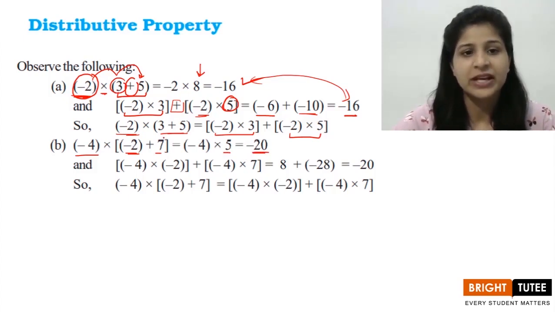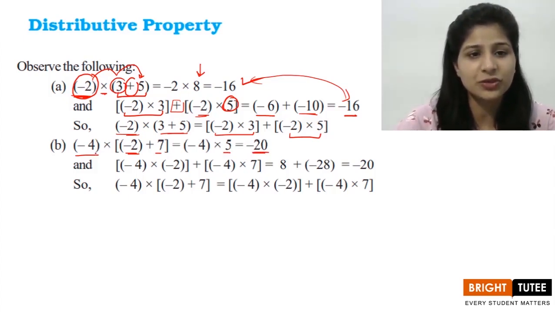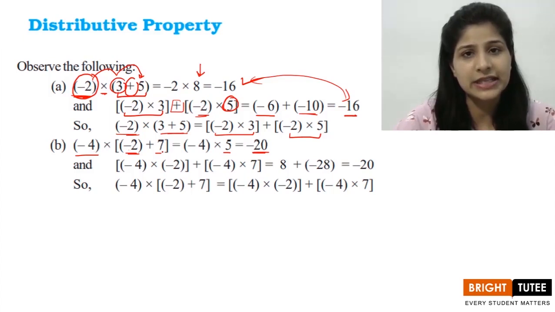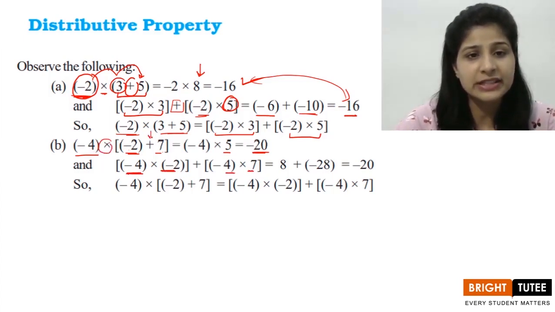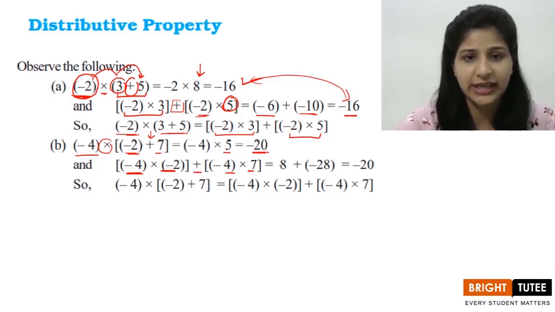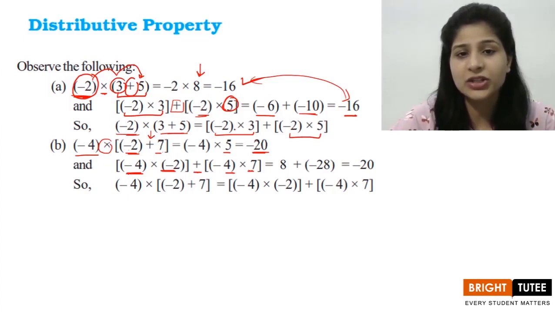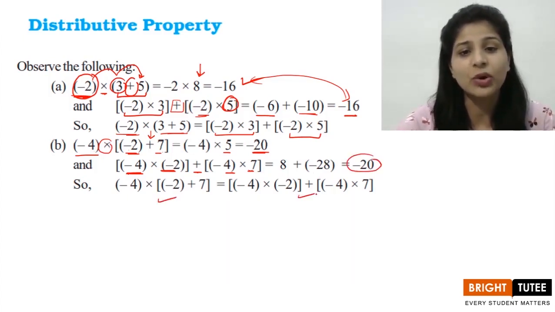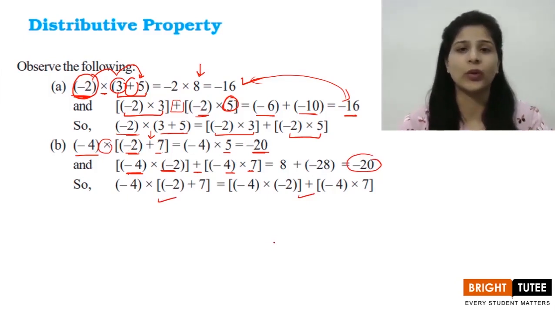Similarly, first of all, we will distribute this minus 4 to minus 2 and 7. See, minus 4 is distributed with minus 2 and 7 with the help of this multiplication sign. In between, what is the sign? Plus. So between the products, we have placed addition sign. Now minus 4 into minus 2 will give us plus 8 and minus 4 into 7 will give us minus 28. Solving these two, we get minus 20. So yes, we are getting both the statements as equal.